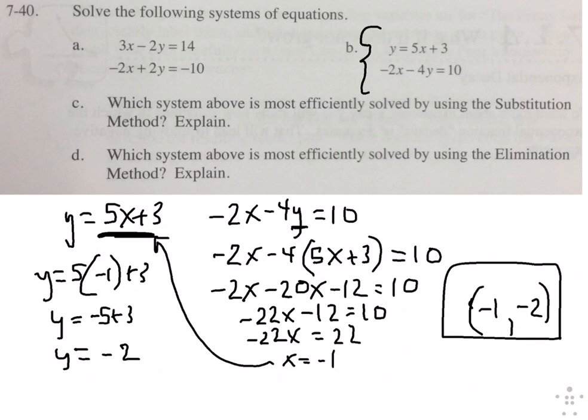Okay, so let's start for C, and we already answered this. Which system above is most efficiently solved by using substitution? Clearly B, and the reason we know that is because the first equation was already solved for one of the variables. And part D says which system above is most efficiently solved by using elimination, and it's clearly A because these two are already set up to cancel when we add the two equations.